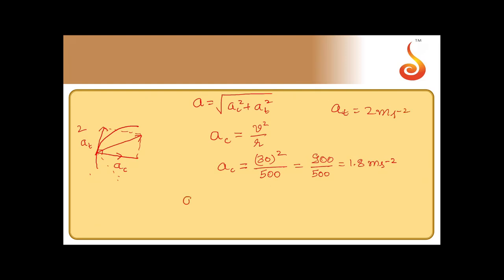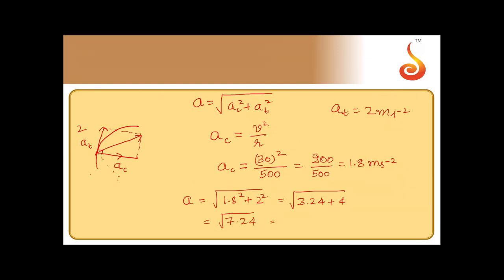Now resultant acceleration a is equal to root of 1.8 square plus 2 square. So that will be equal to square root of 1.8 square is 3.24 plus 4. So that is root of 7.24.